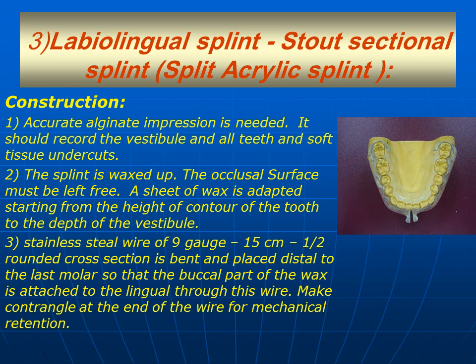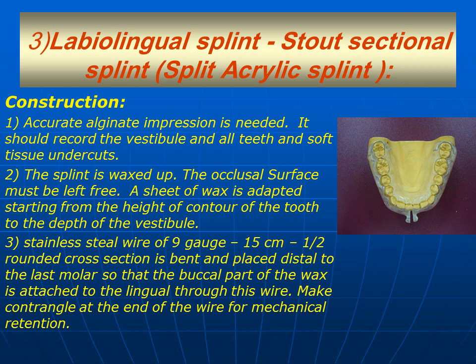Construction. First, an accurate alginate impression is needed of the lower arch. It should record the vestibule and all the teeth and soft tissue undercuts. Then the splint is waxed up. The occlusal surface must be left free. A sheet of wax is adapted starting from the height of contour of the tooth to the depth of the vestibule.